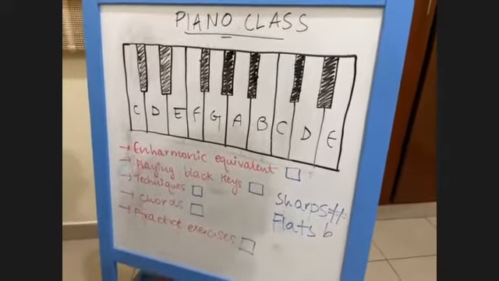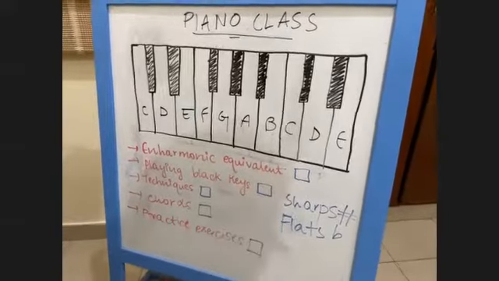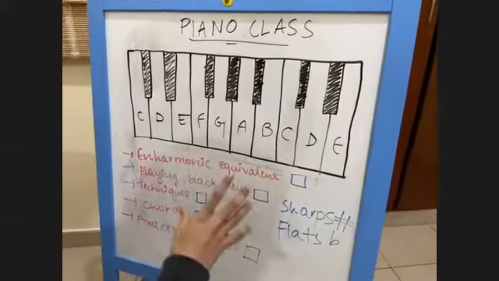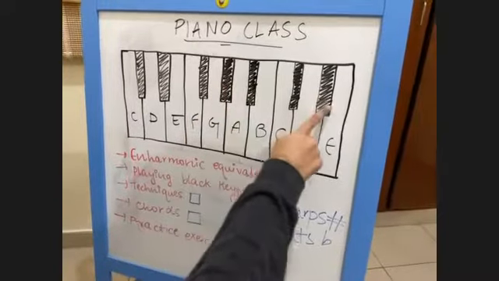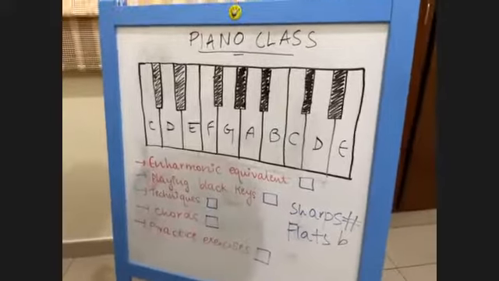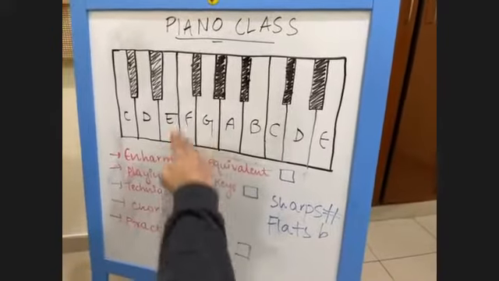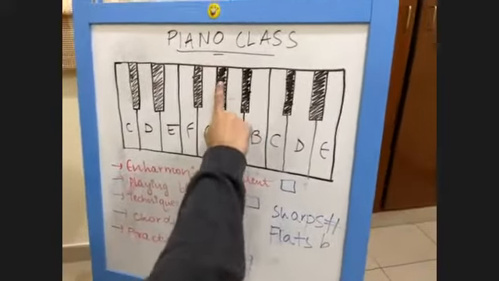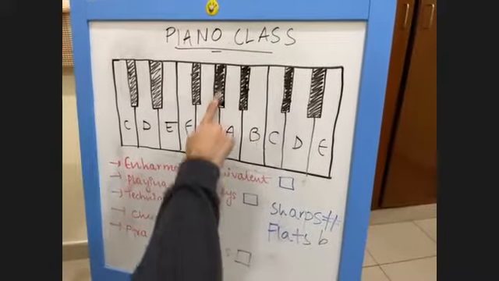So this is the first topic that we've just covered, which is quite simple. It's just a word which represents how you name black keys. So you have two naming systems: the sharps and the flats. The sharp is just above, so G sharp, and the flat is right below, so A flat.